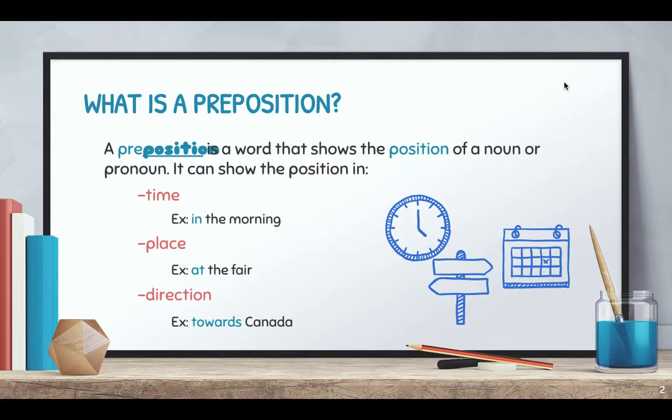And it can show the position in time. For example, in the morning, in is the preposition. It can show place. For example, at the fair. At is our preposition. And it can also show direction. For example, towards Canada. Towards is our preposition.